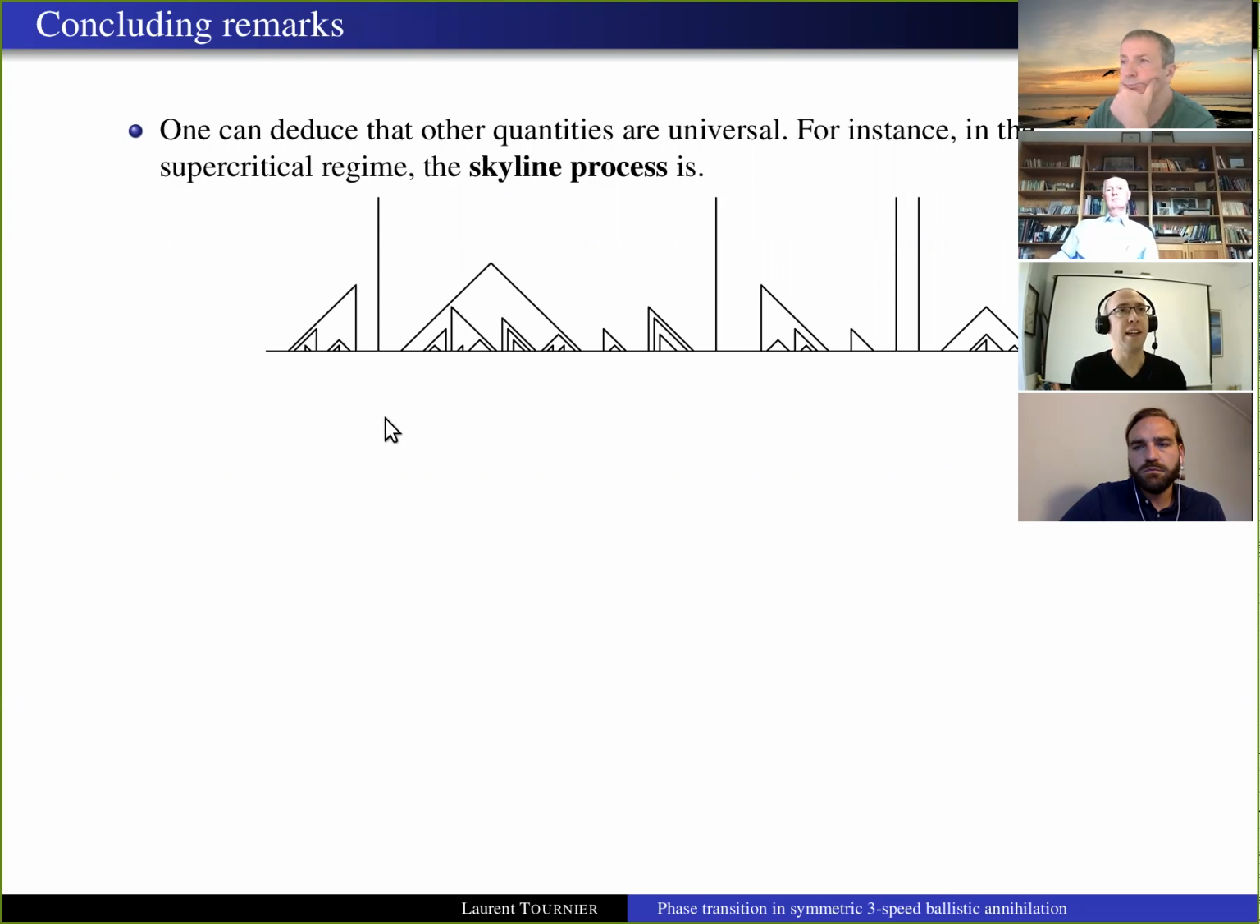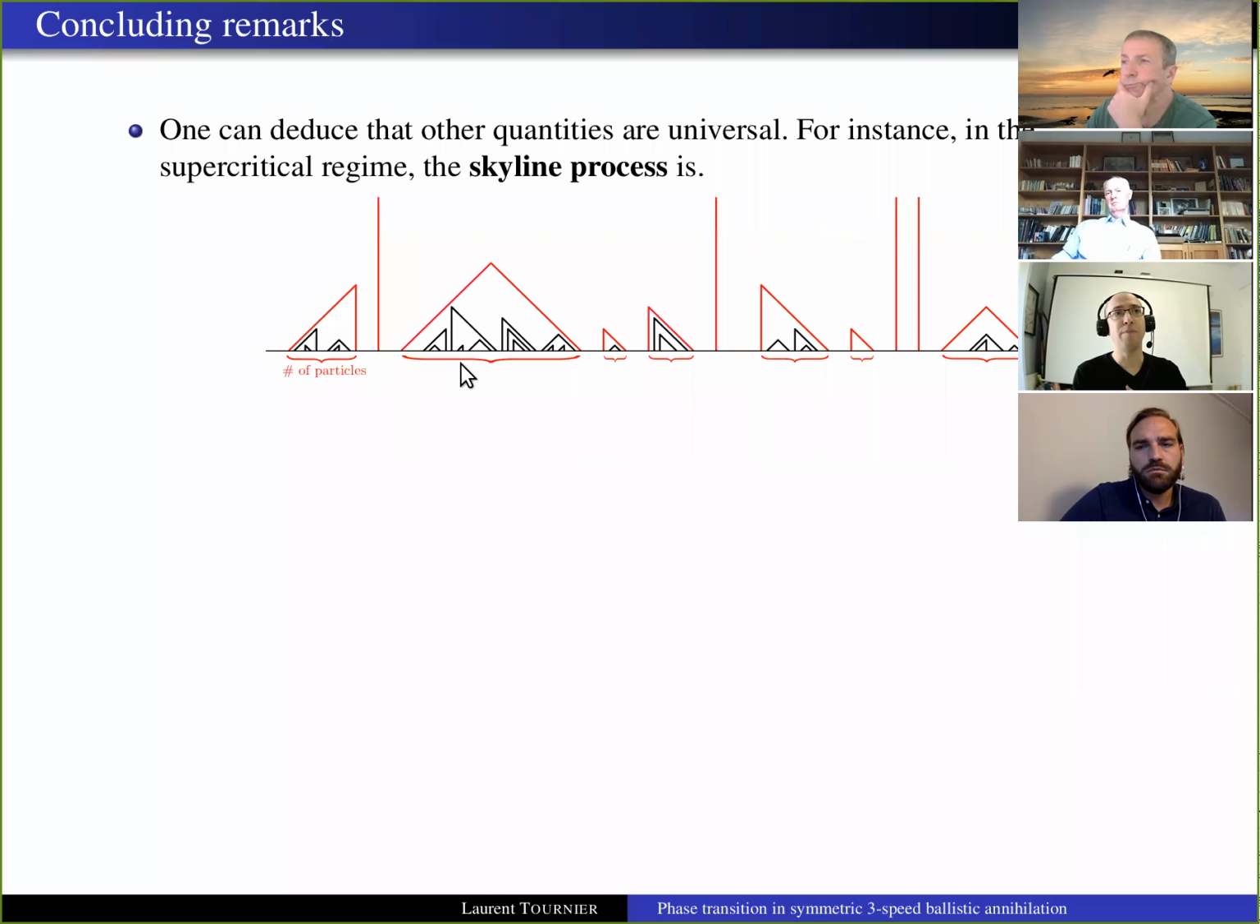So what is the skyline? If you look at the supercritical case, so you have some surviving ballistic, some surviving static particles, and in between, the other particles annihilate. And what you call the skyline is what you see from the sky in this diagram here. It will be the red shapes that I have here. So this sequence of shapes is i.i.d, and this distribution is also universal.